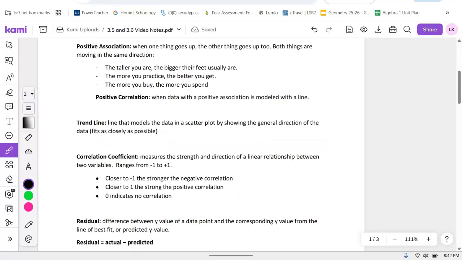Trend line or line of best fit is just a line that models the data in a scatter plot by showing the general direction of the data. It fits as closely as possible. So you want to try to have about the same amount of data points on each side of that line of best fit. Correlation coefficient measures the strength and direction of a linear relationship between two variables. It ranges from -1 to +1. The closer to -1, the stronger the negative correlation. Closer to 1 is the stronger the positive correlation, and 0 indicates no correlation.